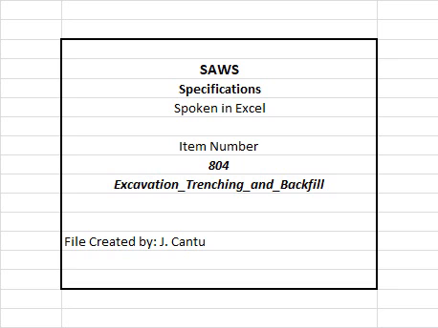F. ASTM D6938, Test Method for In-Place Density and Water Content of Soil and Soil Aggregate by Nuclear Methods, Shallow Depth. G. ASTM D4318, Standard Test Method for Liquid Limit, Plastic Limit, and Plasticity Index of Soils. H. ASTM D558, Standard Test Methods for Moisture Density Relations of Soil Cement Mixtures. I. ASTM D698, Standard Test Methods for Laboratory Compaction Characteristics of Soil using Standard Effort, 12,400 ft-lbf/ft3, 600 kN-m/m3.